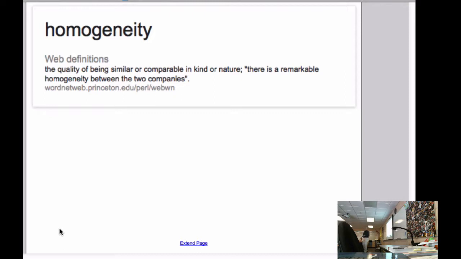All right, first thing I'm going to define is homogeneity. Web definition: the quality of being similar or comparable in kind or nature. There's a remarkable homogeneity between the two companies. In other words, the two companies seem to be about the same. So when we do a test of homogeneity, we're testing to see if the companies are about the same, or is there a difference between them? You don't have to write this down. This will come up. I just wanted to define this.